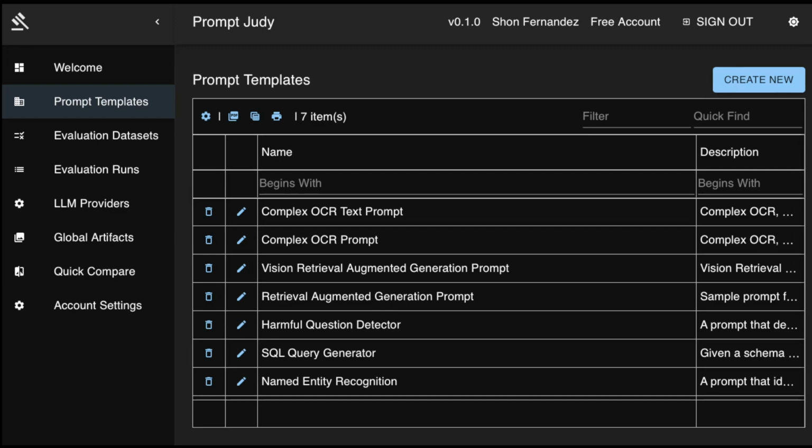So as usual, I'll go over our standard rubric of testing for these models with the harmful question detection test, which is a classification test, named entity recognition test, which is a structured JSON test, the SQL code generation test, which is a simple code generation test, and then the retrieval augmented generation test.